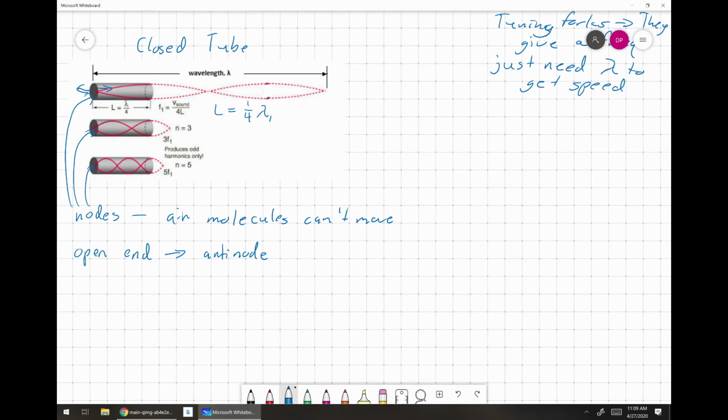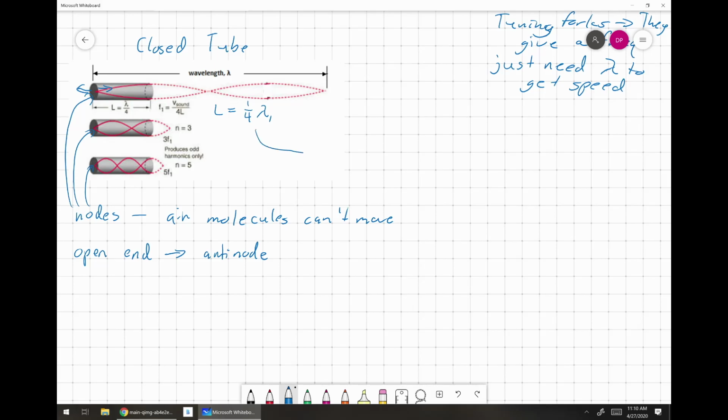The next frequency that we would be able to support in this kind of tube, we would have one node here. You go to an antinode, back to a node, and then back to an antinode, because we have to end on an antinode. And so this has 3 times the frequency of our fundamental frequency. And then you can go up to 5 times the fundamental frequency. And so what we can see is that we can only produce these odd harmonics in a closed tube.